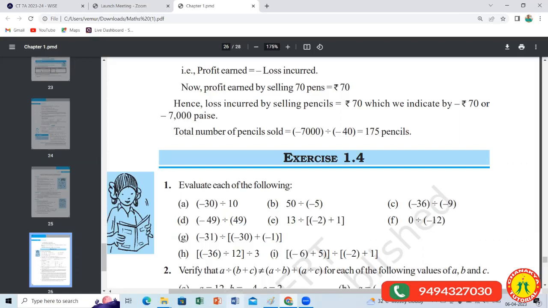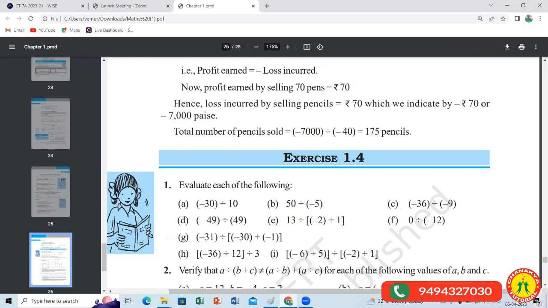Denominator, Anubhav, what is the denominator part in G bit? Ma'am, denominator is sum of negative 30 and minus 1. Ma'am, 31. Which sign? Minus 31. Ma'am, negative 31. Then negative 31 divided by negative 31 is? Ma'am, positive 1. Very good.